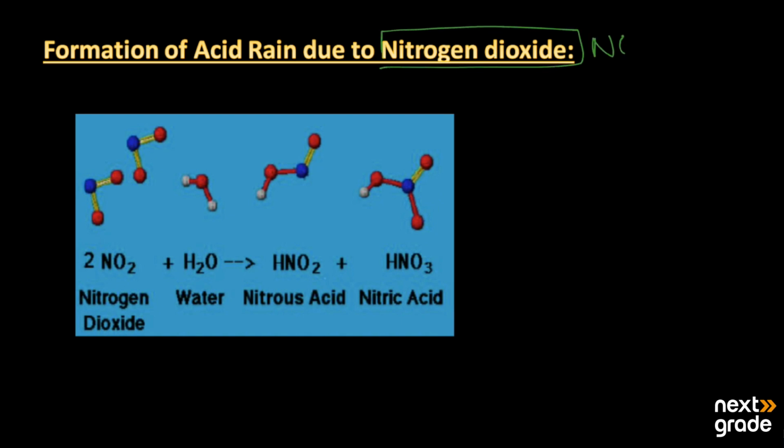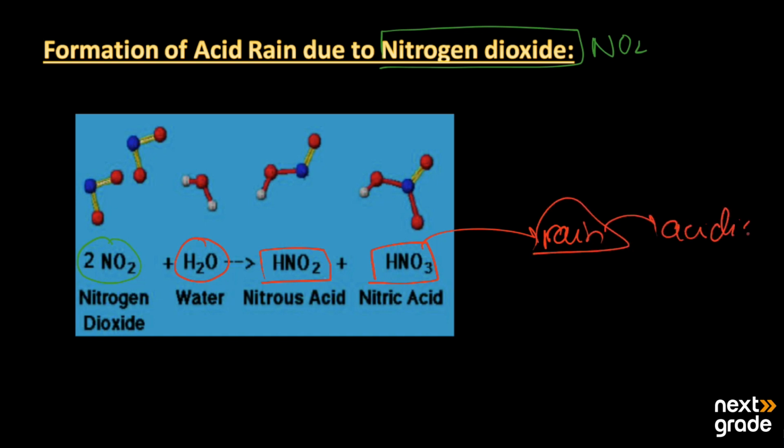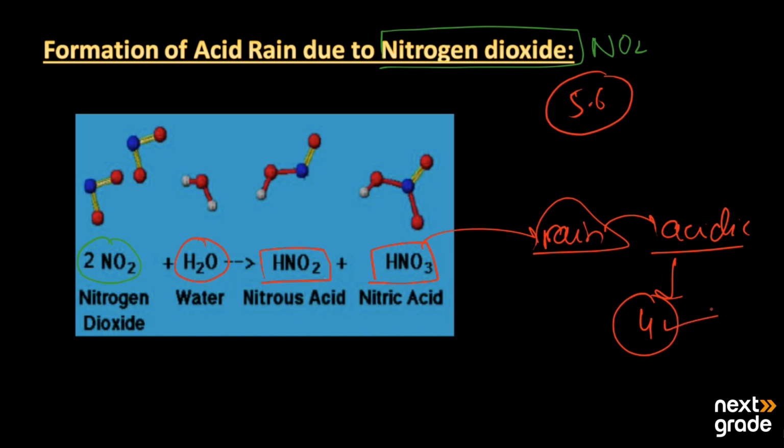Let's have a look at the formation of acid rain due to nitrogen dioxide. Its formula is NO2. When it reacts with water, H2O, it forms nitrous acid and nitric acid. And when this nitric acid combines with the rain, it makes the rain more acidic, whose pH may lower to 4. So the normal pH is 5.6 and acid rain has a pH of 4, which is very low.